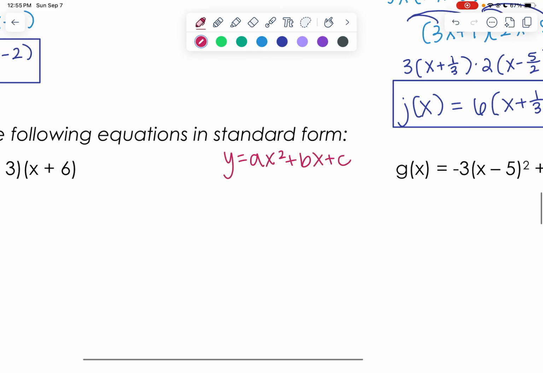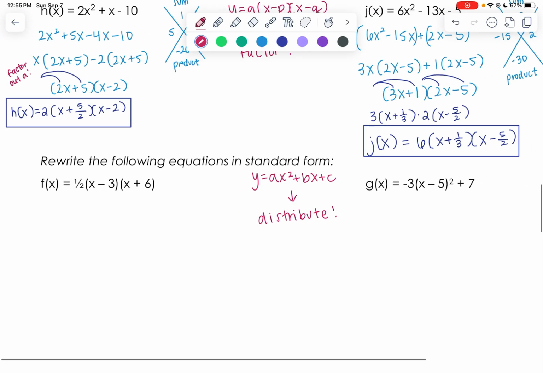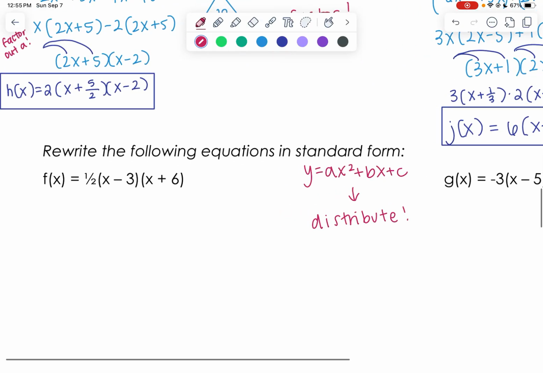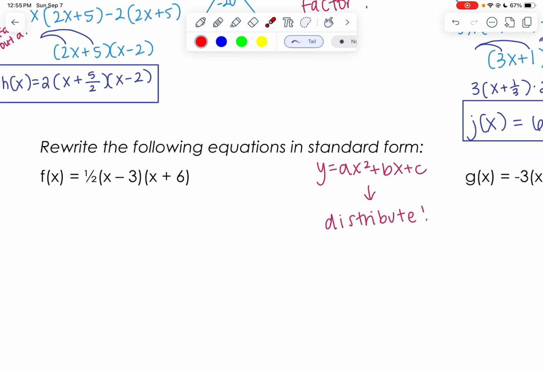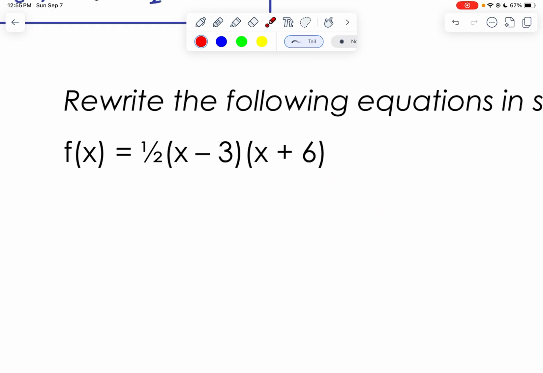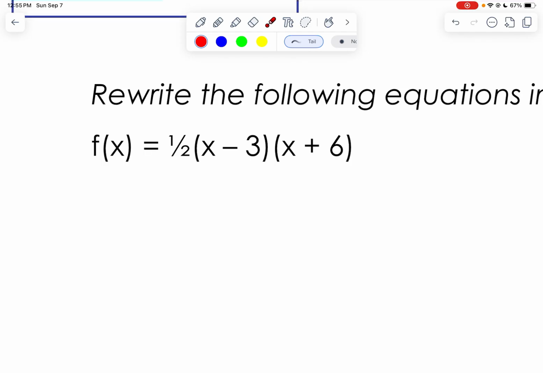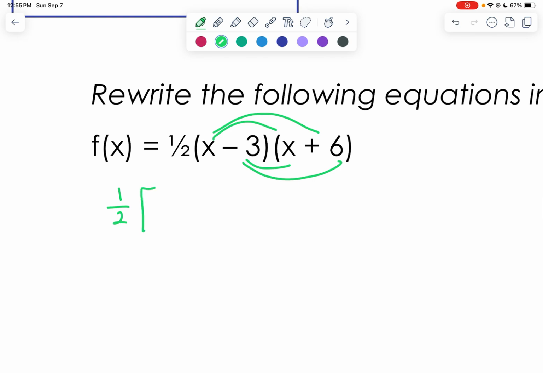So what you're going to end up doing is you're just going to distribute everything. And you have to be really careful as you're distributing because you don't want to distribute too much, which happens, but you also don't want to distribute too little, okay? So when distributing, I like to tackle kind of the biggest thing first. So right here I have f of x equals 1/2 times x minus 3 times x plus 6. I'm going to distribute all of this part first, and I'm going to worry about the 1/2 in a minute. So it's going to be 1/2 times whatever this is, and then I'll worry about distributing the a.